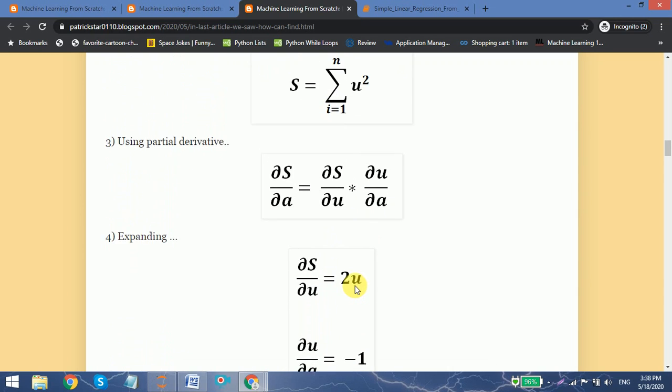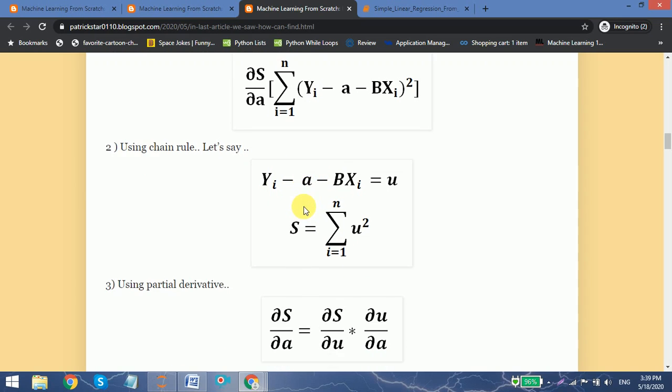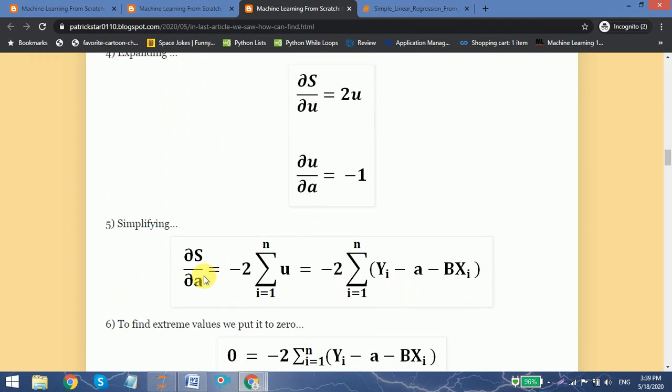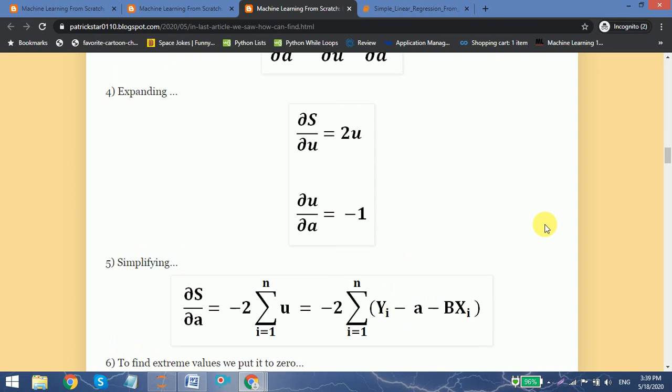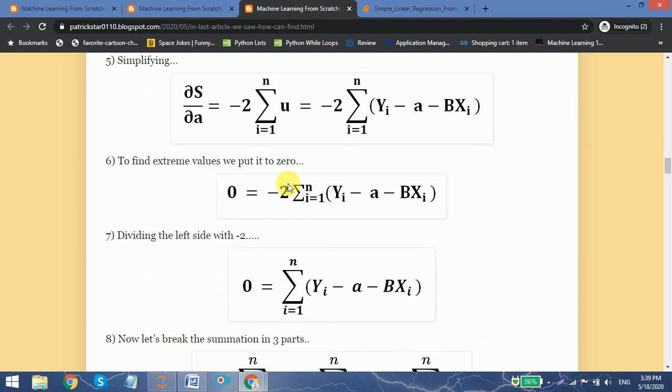This is minus 1 because our u is this one, and yi and bxi are constants here, but the derivative of a with respect to a is 1, and there is a minus sign, so we keep it as minus 1. So let's simplify it, and we get minus 2 times the sum for i equals 1 to n of u, where u is defined as yi minus a minus bxi. Now, to minimize the error we ideally take this value as 0, so 0 equals this equation.